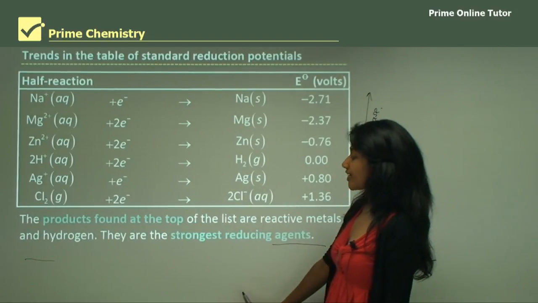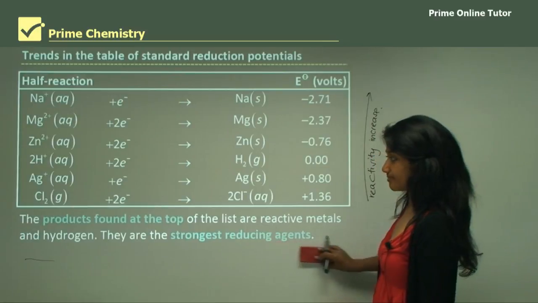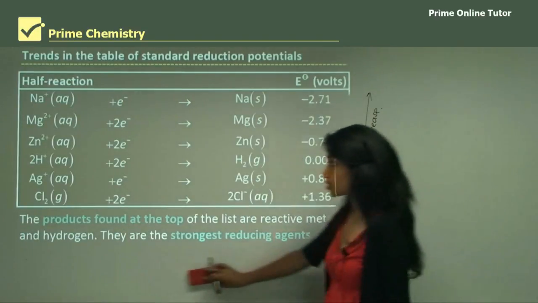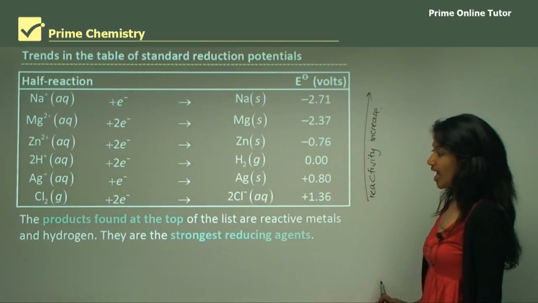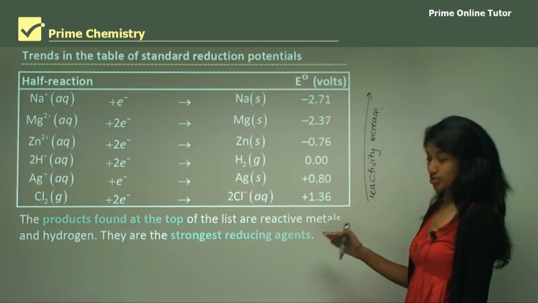The products found at the top of the list are reactive metals, which means, for example, sodium is a very reactive metal, and they are strong reducing agents.